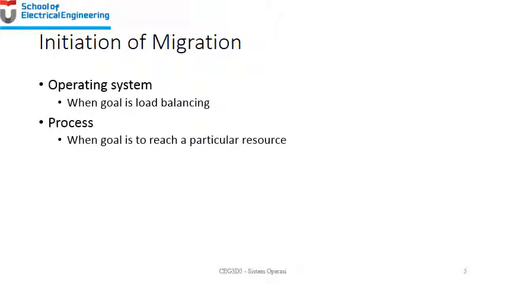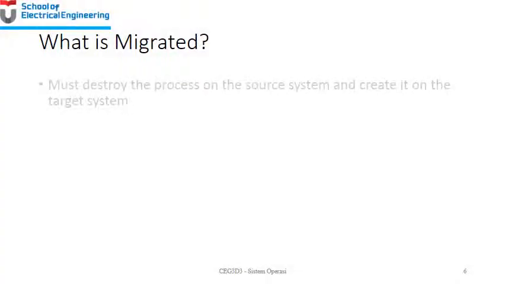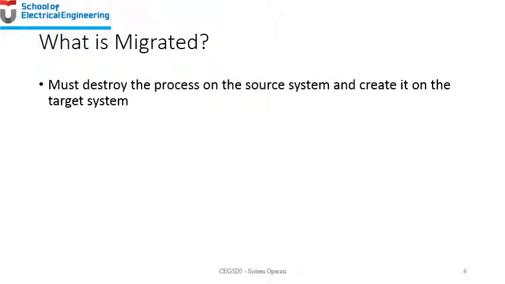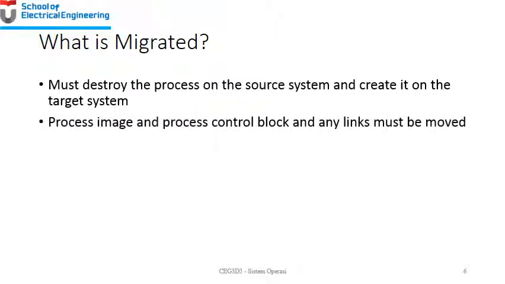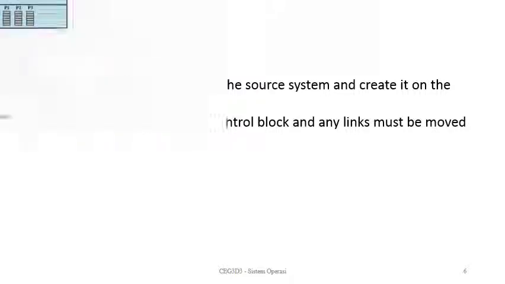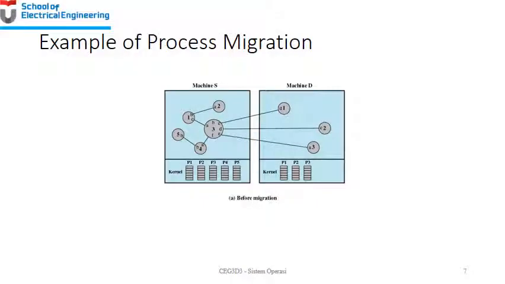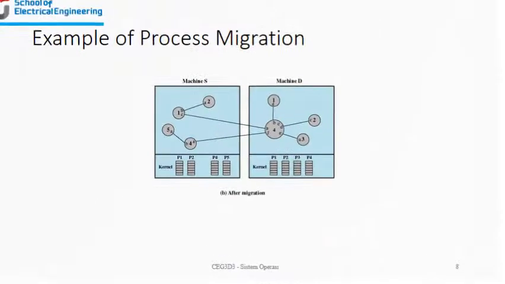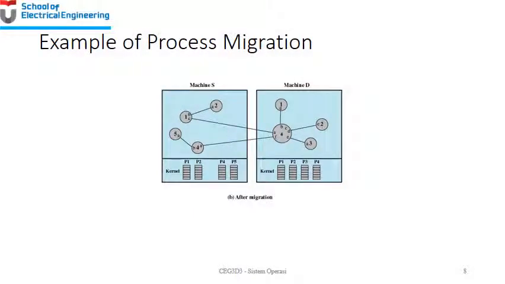Initiation of migration. What is migrated? We must destroy the process on the source. Example of process migration. This is the picture before migration, and this is the picture after the migration.